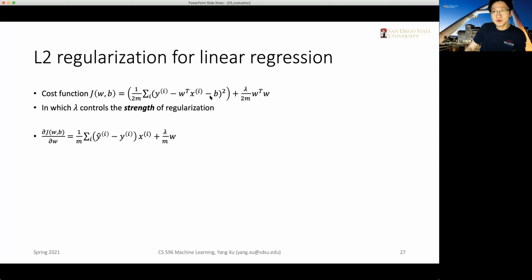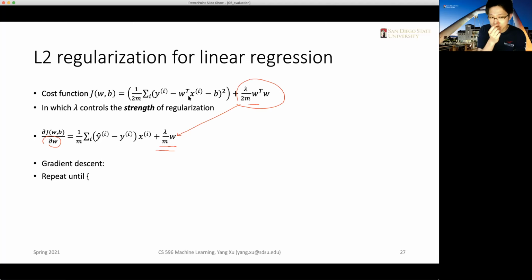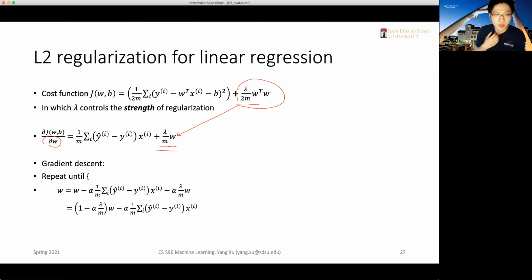All right, if you take a look at this new cost function and we take the derivative with respect to the parameters w, the derivative of this term with respect to w will become this one. And if we plug it into the gradient descent formula, the parameters will be updated by alpha times the gradients, and the alpha is distributed into these two terms.